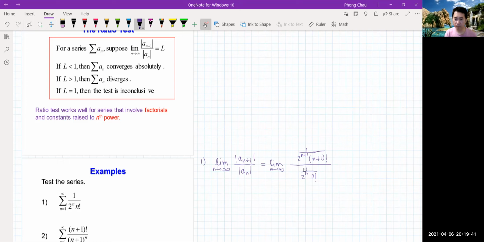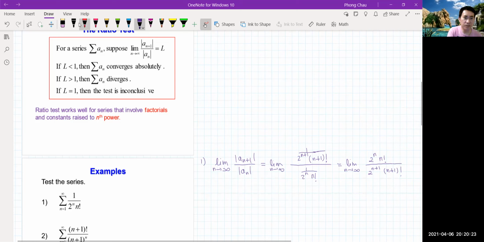Okay. Now, if you have a fraction divided by a fraction, it means you multiply by the reciprocal, and that means we would have that times the reciprocal, so 2 to the n times n factorial on the numerator, over 2 to the n plus 1 times n plus 1 factorial. All right. Now all it's boiled down to is trying to figure out what this limit is.